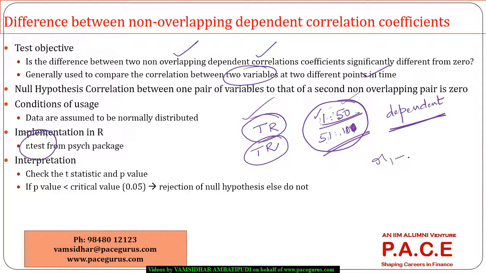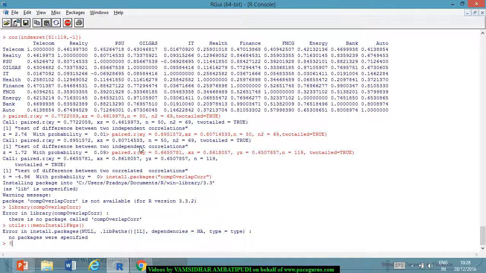So the difference between those two is 0, whereas the alternate hypothesis says no, it's not 0, it's either positive or negative. If the p-value comes out less than 0.05, I'll take my decision in favor of the alternate. If it comes out greater than 0.05, my decision would be in favor of the null hypothesis. Again, this also assumes that the data is normally distributed. We will be using the r.test function from the psych package.